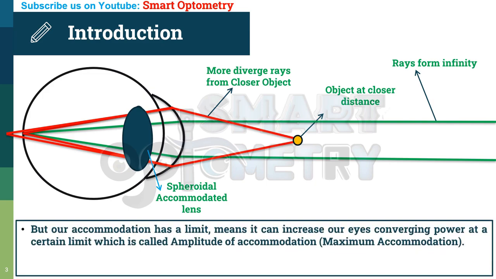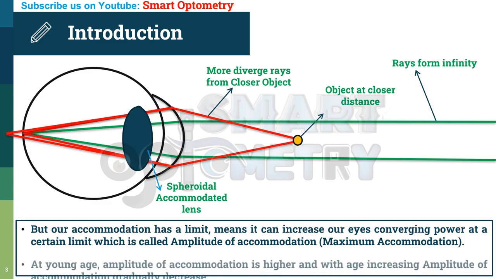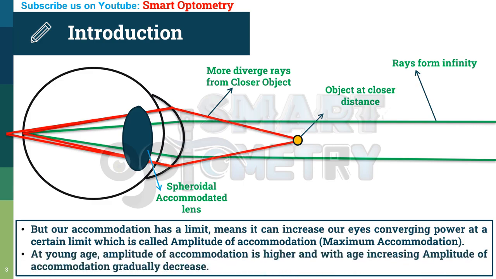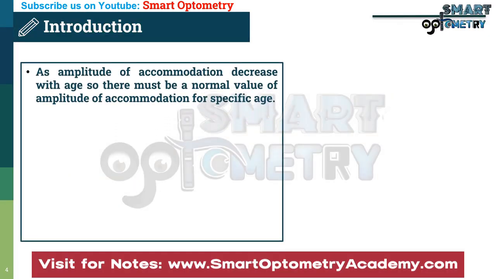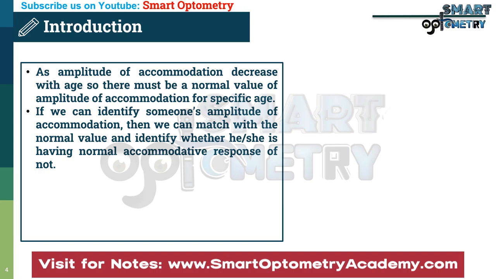But our accommodation has a limit, meaning it can increase our eye's converging power only up to a certain limit, which is called amplitude of accommodation. At young age, amplitude of accommodation is higher, and with increasing age, amplitude of accommodation gradually decreases. Now, as amplitude of accommodation decreases with age, there must be a normal value of amplitude of accommodation for a specific age. If we can identify someone's amplitude of accommodation, then we can match it with the normal value and identify whether he or she has a normal accommodative response or not.